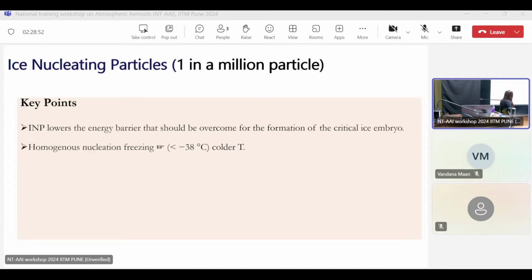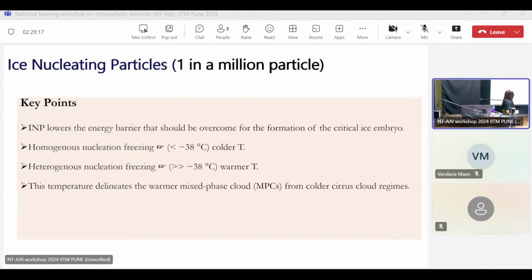If you focus here, homogeneous nucleation freezing happens at colder temperatures, minus 38 degrees C, and heterogeneous is warmer than approximately minus 38 degrees C. Some people say minus 38 degrees C, some people say minus 35 degrees Celsius, so don't get confused by that. But approximately at this line, there is a boundary between mixed phase clouds and ice clouds. This temperature delineates the warmer mixed phase clouds from the colder cirrus cloud regime. Cirrus clouds, you all know, are high clouds with ice crystal flaky structures. And mixed phase clouds, I hope you already know, are clouds where we have liquid droplets as well as ice crystals.